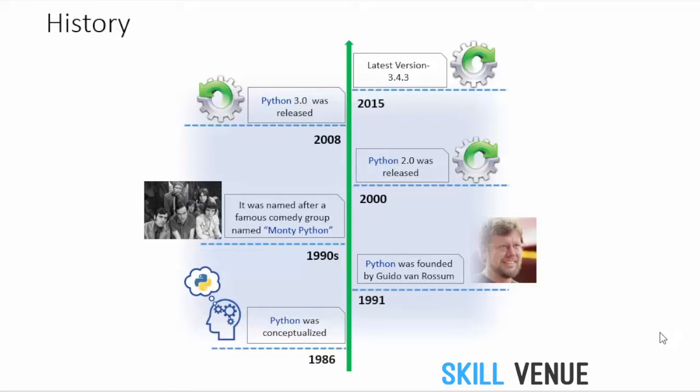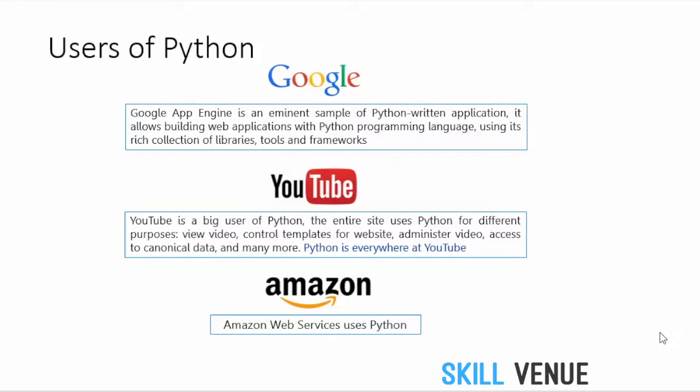This is the history of Python. Python was founded by Guido van Rossum in 1991, and till now there is no stoppage for Python. It has been exponentially increasing every day. There is a lot of demand for Python nowadays, and three major users are Google, YouTube, and Amazon.